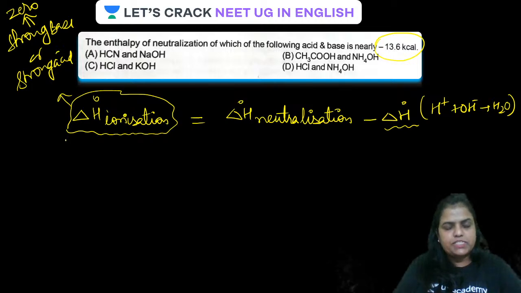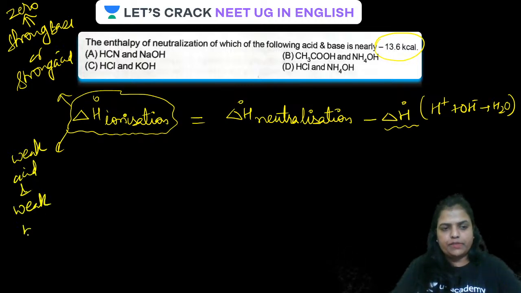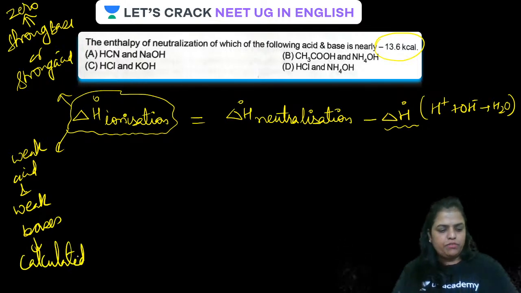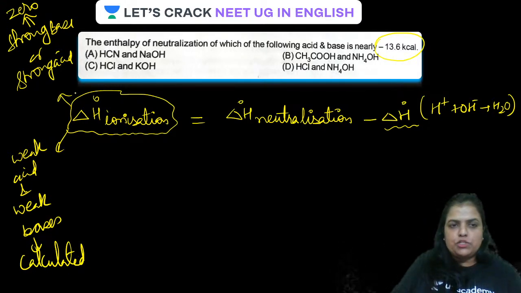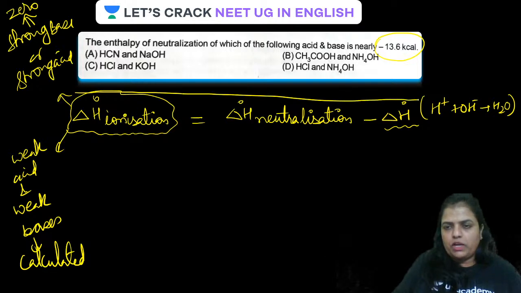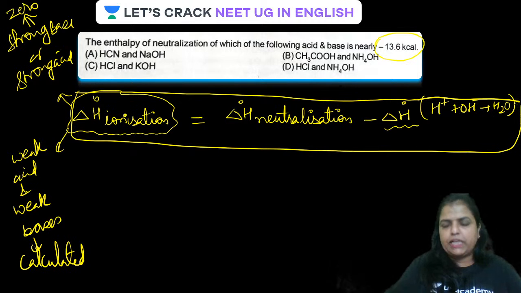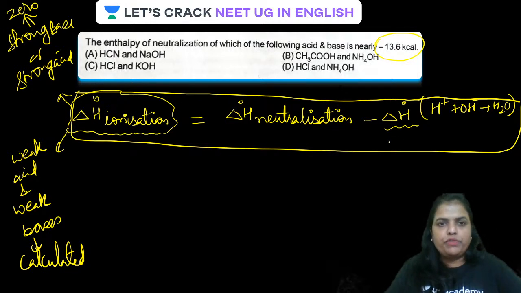And for weak acids and weak bases, it is calculated. We calculate it using this formula. So please note down this formula. It is very, very important, guys. Okay, so what do we have to find out?